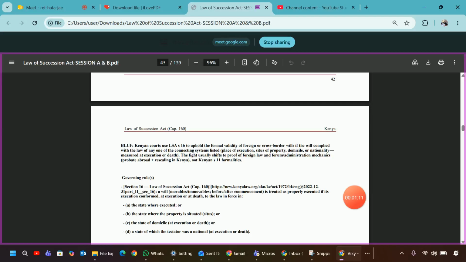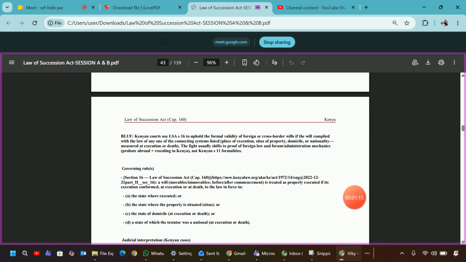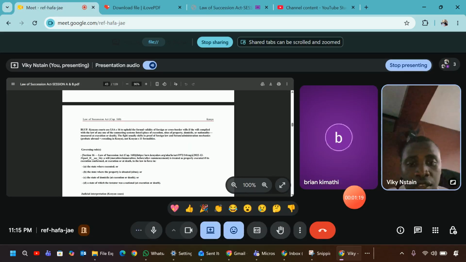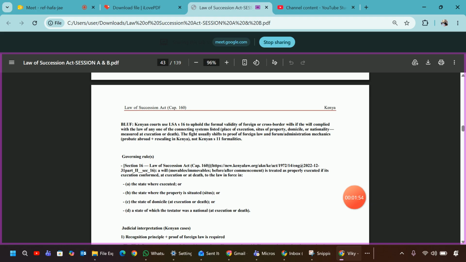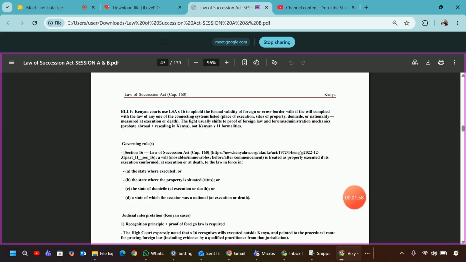So how have various courts interpreted this part? Kenyan courts use section 16 to uphold the formal validity of foreign or cross-border wills if the will complied with the law of any of the connecting systems listed: place of execution, situs of the property, domicile or nationality, measured at execution or death. The fight usually shifts to proof of foreign law and forum or administration mechanics. This is where you have probate abroad and resealing in Kenya. This is not section 11 formalities governing rules.